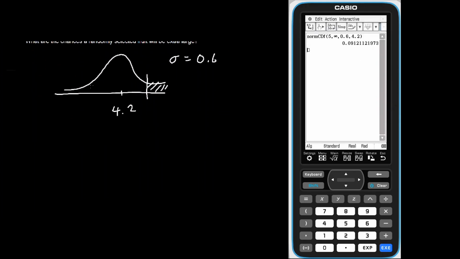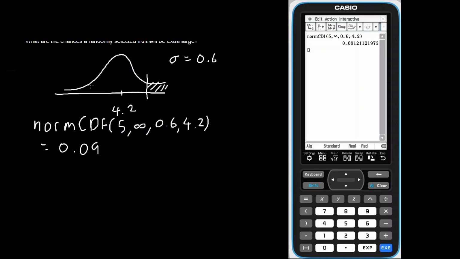So if you do that, that gives us a value. So really, just write that down into your question here. So normCDF, write the function that you're using. And so it's like 5, infinity, 0.6, and 4.2. And that's equal to 0.091. And we can just times this by 100 and put it in decimal, so life's a bit easier.